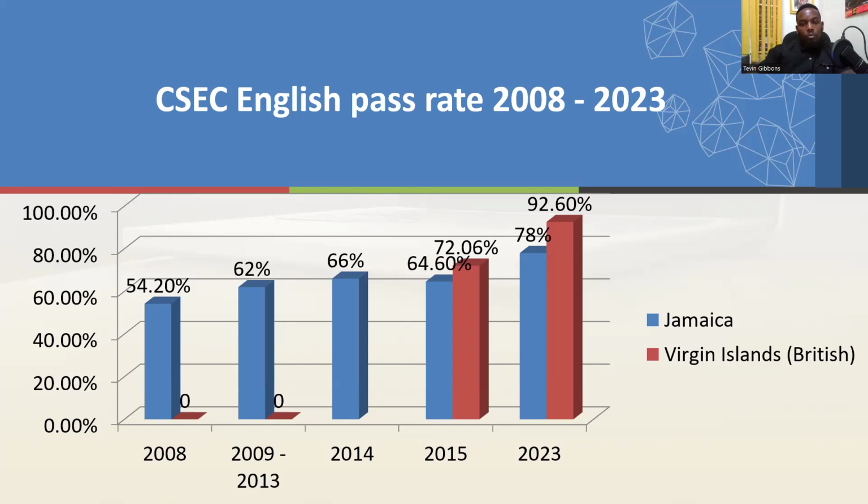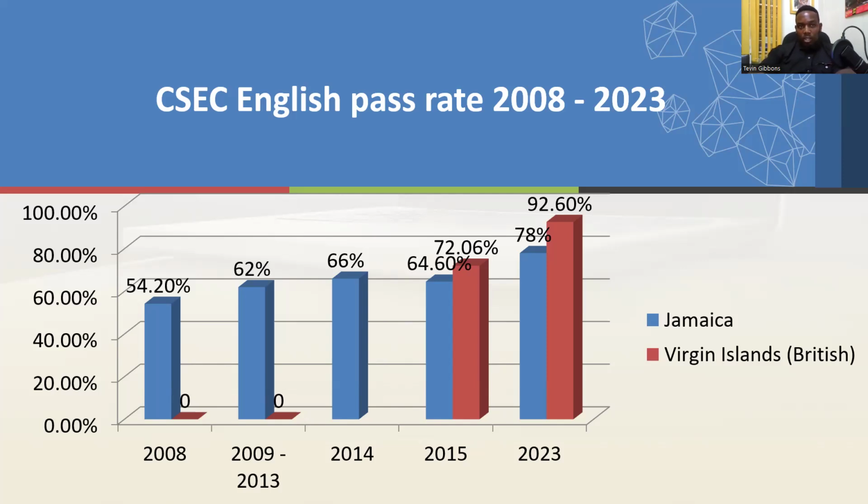a slight drop. Now for 2015, I went ahead and compared Jamaica's result with another Caribbean country, British Virgin Islands. Their pass rate is higher than ours. But as you move forward to 2023, you can see that both countries improved. However, the British Virgin Islands remains superior. But definitely, there is a gradual improvement in the pass rate over the years of CSEC English.